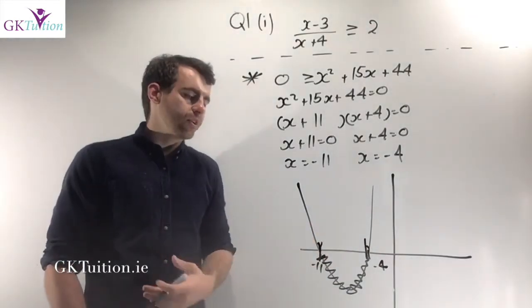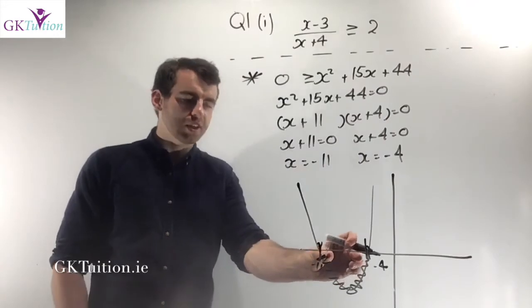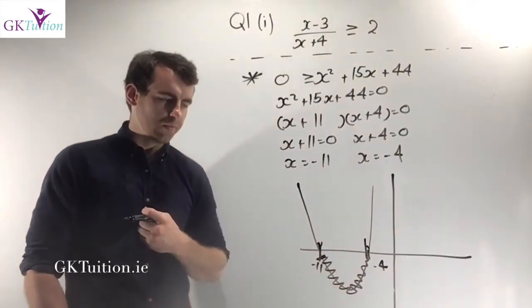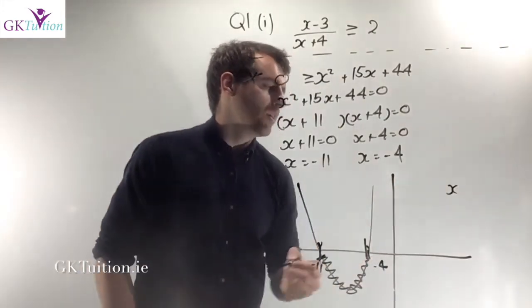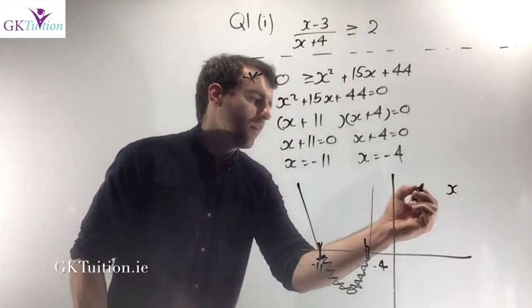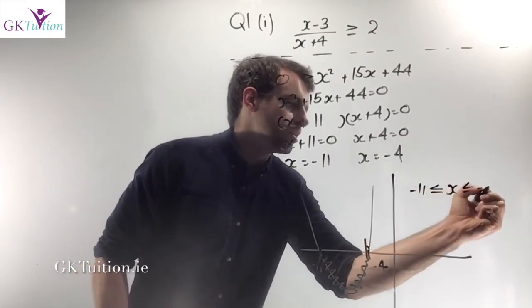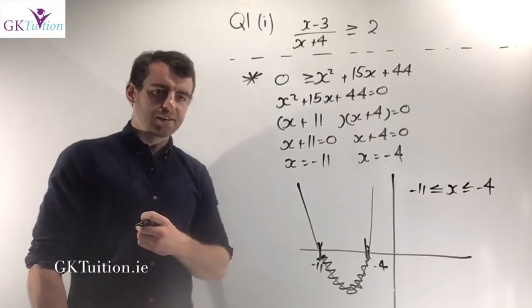If I selected, for example, -6 or -9 or -8, any number in this region, the quadratic is below the x-axis, or in other words, less than or equal to 0. So straight off the bat, I can fill this in as an inequality. The x values for which the quadratic is less than or equal to 0 are x values that are larger than or equal to -11 and less than or equal to -4. I think you'd always start off by doing it like that.